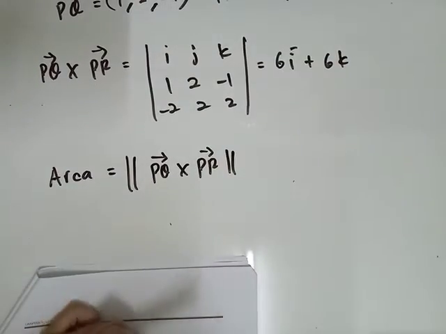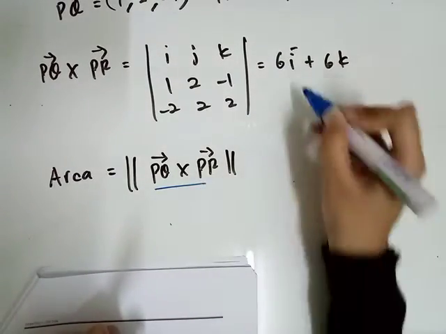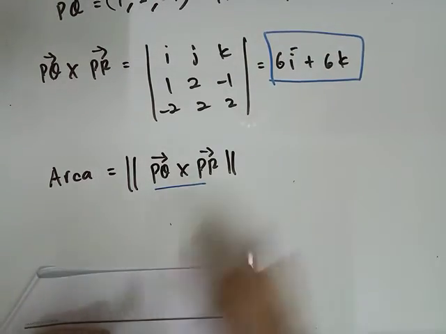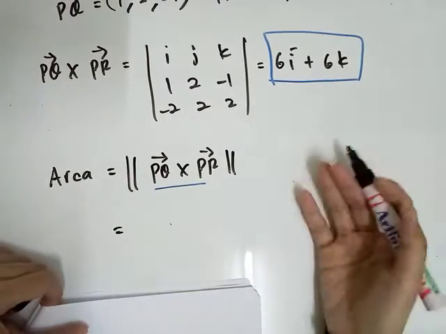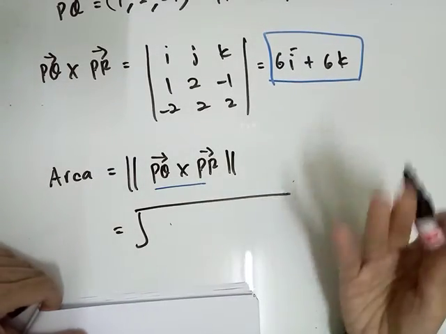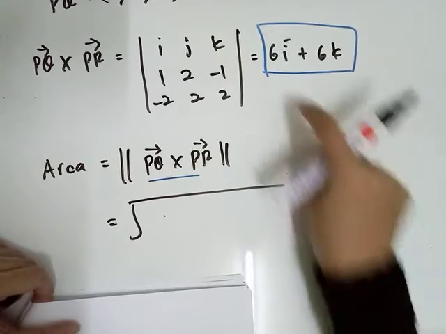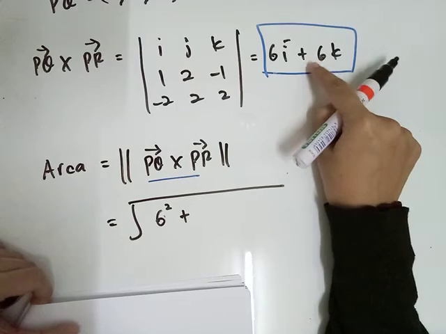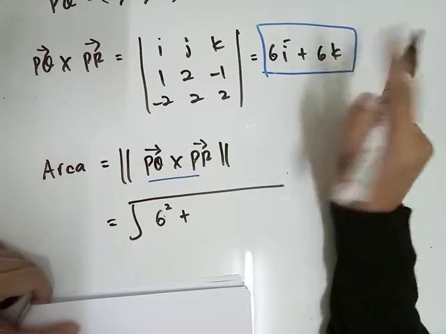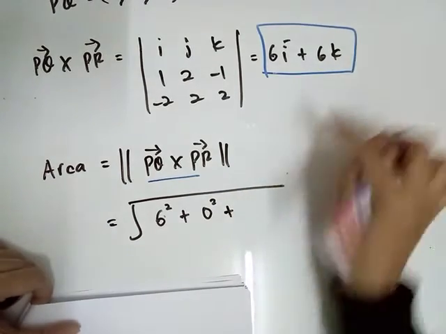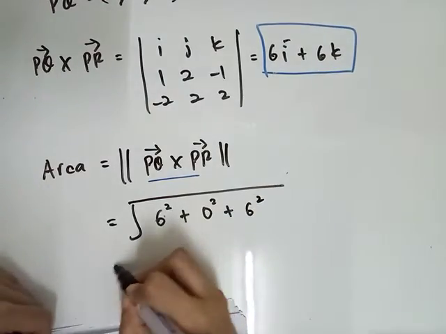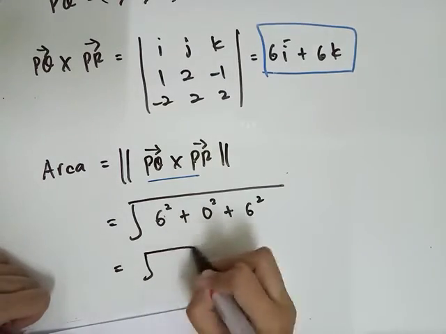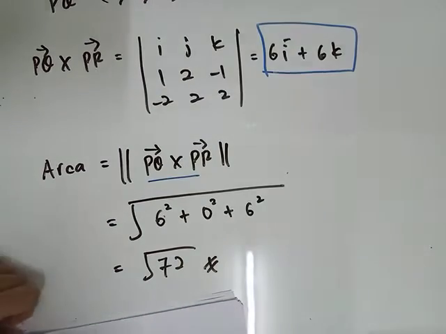So, PQ cross PR ni yang ni. Dia punya vektor dia 6I plus 6K. So, macam mana formula dia? Square root x square plus y square plus z square. So, we know that x is 6. 6 square plus dengan y dia tak ada kan? Y sepatutnya position vector dia is j. So, y tak ada. So, 0 square plus dengan 6 square. So, 6 square is 36 plus dengan 36. You get square root 72.